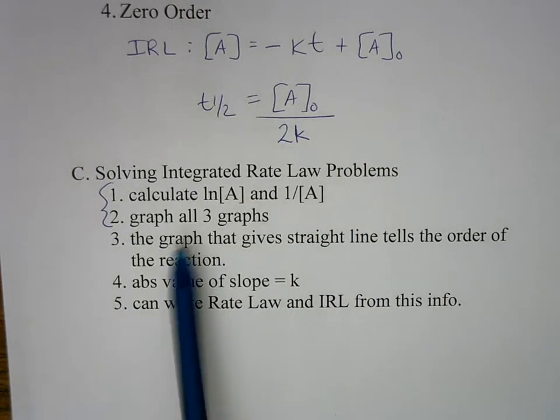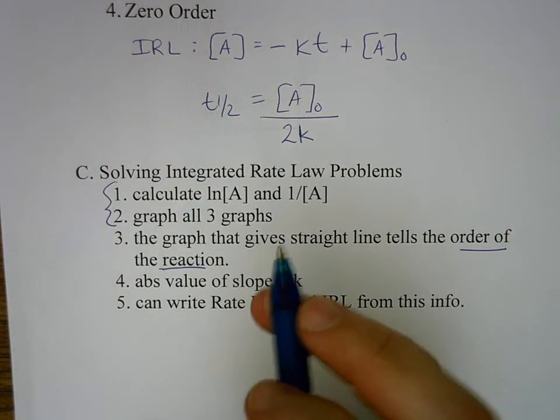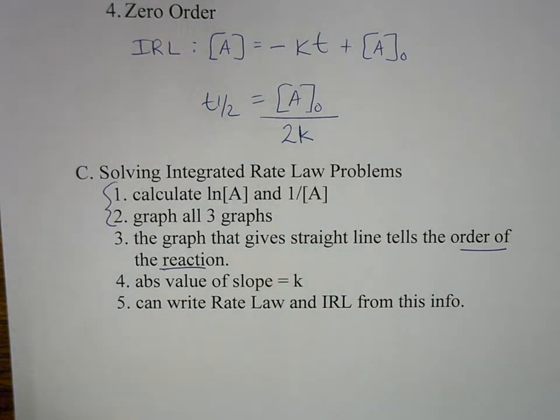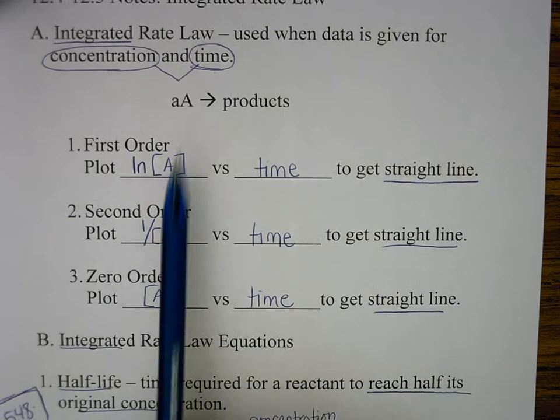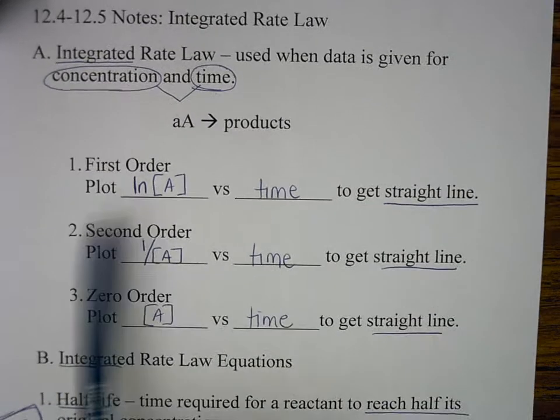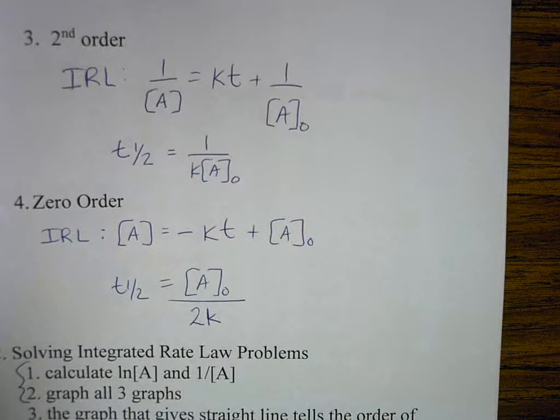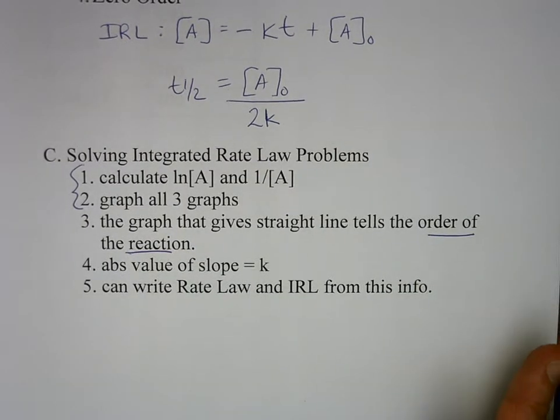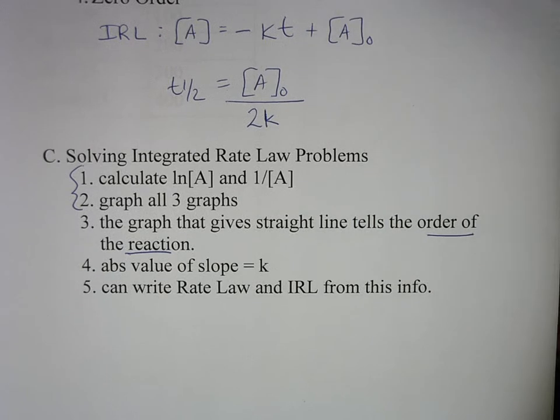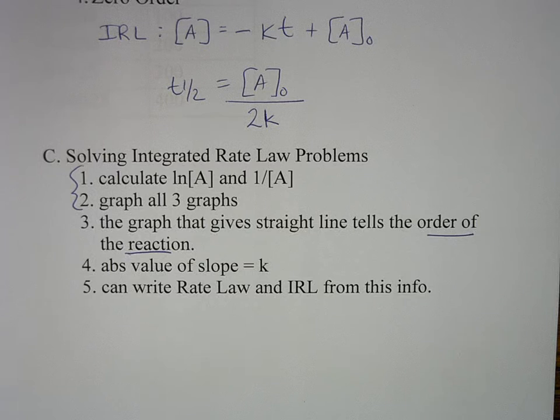The graph that gives you the straight line is going to tell you what the order of the reaction is. We talked about that at the beginning of the notes. If it's the one with just concentration that gives you the straight line, it's zero order. If it's the 1 over the concentration that gives you the straight line, it's second order. If it's the natural log graph, then it's first order. Once you know what the order of the reaction is, you can write the integrated rate law equation based off of the formats that I gave you earlier in the notes. And if it asks you to calculate half-lives or whatever, then you can do that.